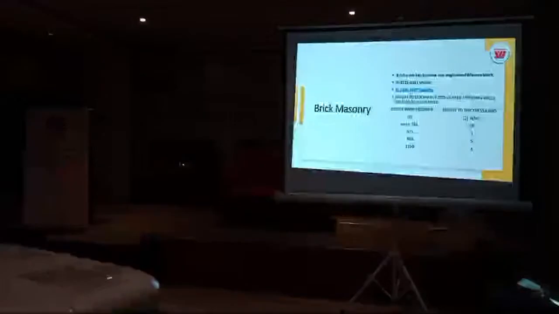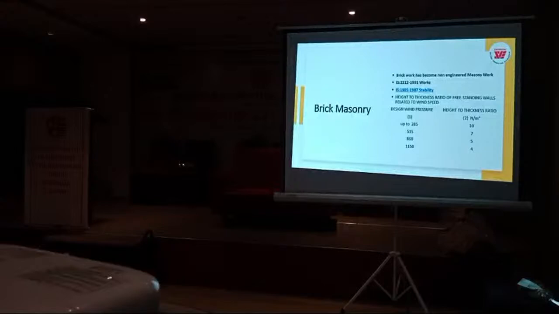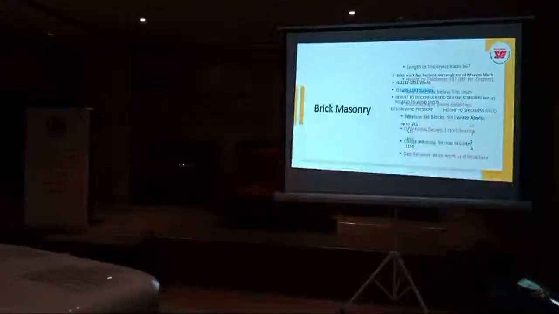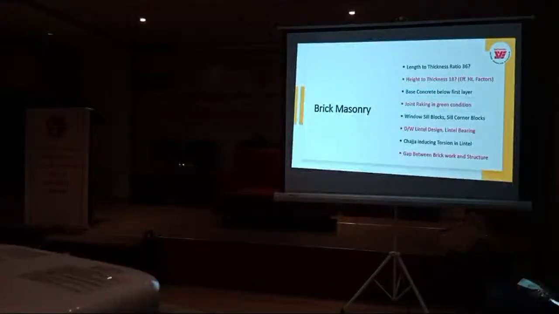And there are two codes for masonry actually, 2212, and that is for general guidelines for construction, and 1905 for stability. We have the special publication also for the brick masonry. So we have to follow all that. Just I wanted to highlight that.